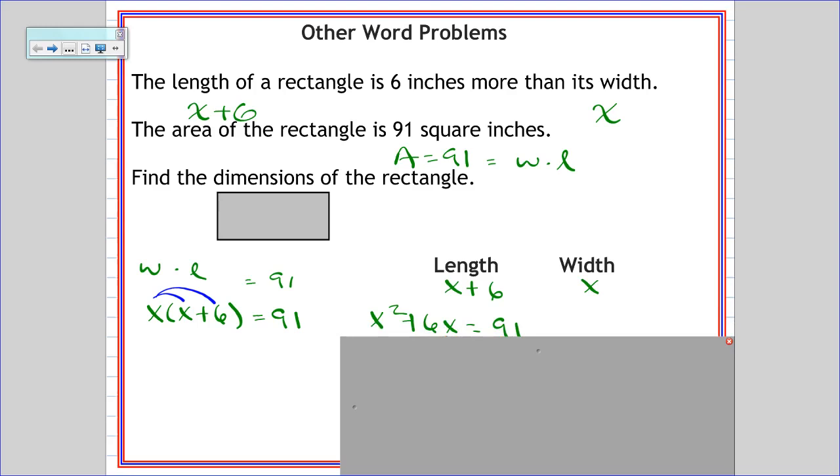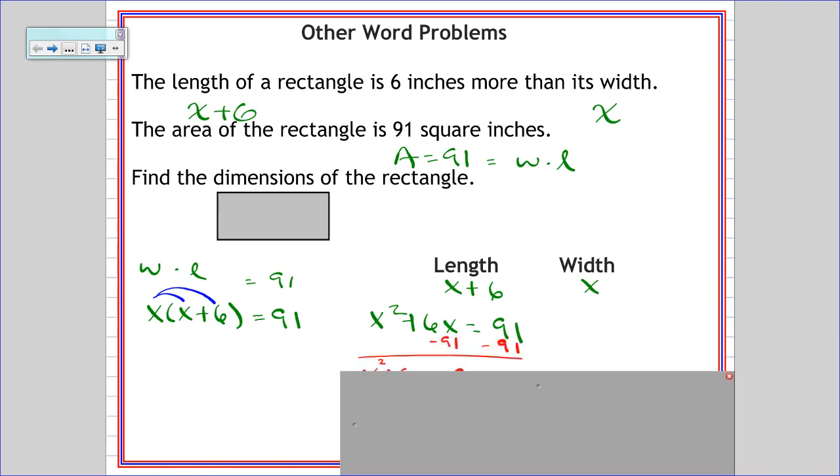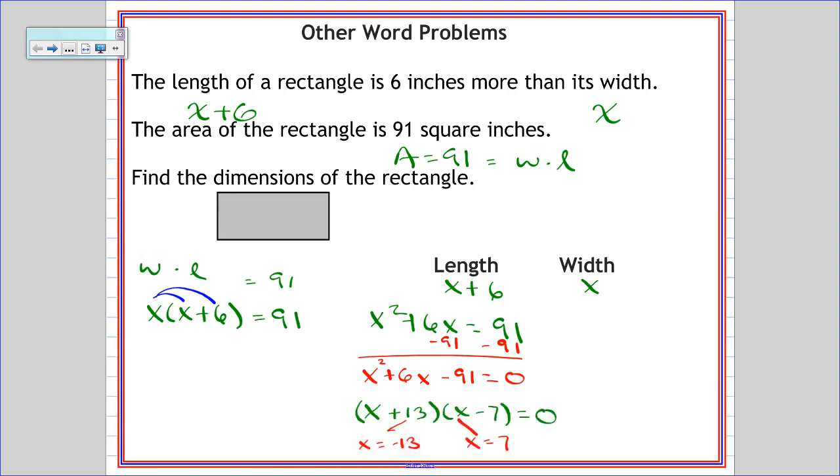Now when I go to solve this type of equation, I can solve it however I want. I can use factoring, I can use the quadratic formula, I could even complete the square. But for problems that have smallish numbers, I'm going to try and use factoring because I think that's the easiest method. So we need to set it equal to 0. So move that 91 over to the other side. And then we're going to factor. So I need two things that multiply to negative 91 and add to 6. Those two things are 13 and negative 7.